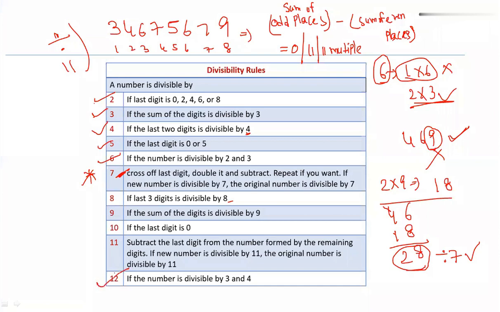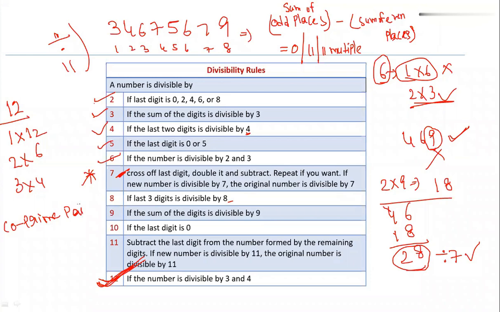Next, this is a very important point where you have to concentrate. Divisibility rule of 12: maximum students will think like this. 12 can be written as 1 into 12, 2 into 6, and 3 into 4. They may think anyone can give the answer, but anyone will not. Have you heard about the logic of co-prime pairs earlier? If yes, raise your hands.